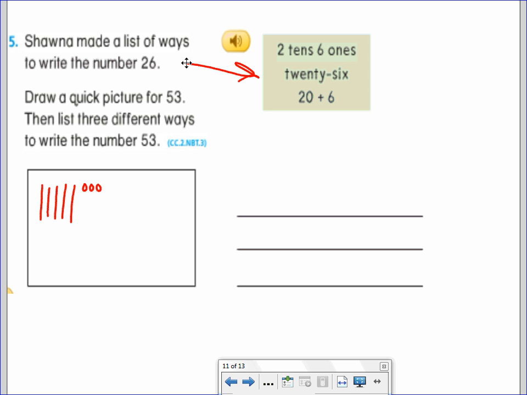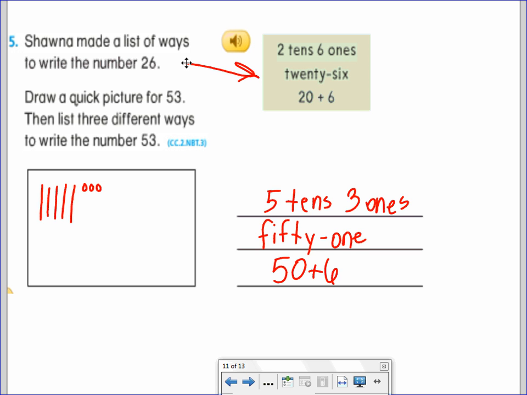So we're going to do how many 10s and how many 1s for 53? Olivia? 2 10s and 6 1s. For 53, though. Oh, 5 10s and 3 1s. Good. And word form would look like this. Remember, we always need a dash between the 10 and the 1. And then expanded form would look like this. Okay, so really you just had to copy what Shauna did, but use a different number.